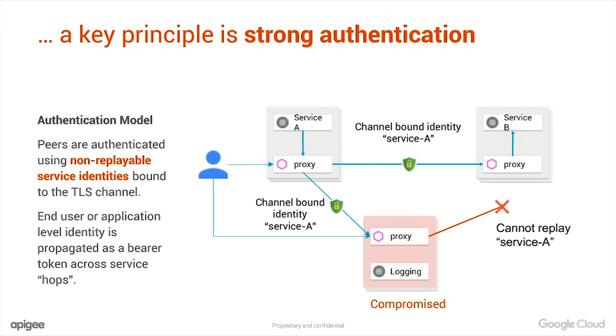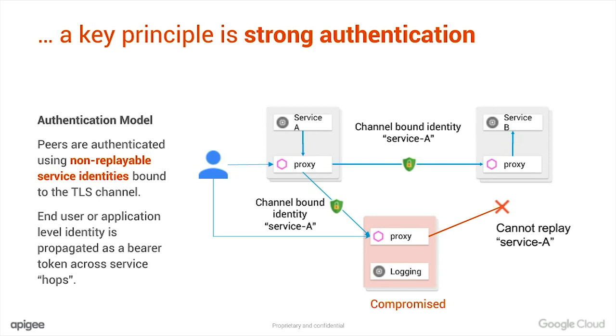A second very critical point is how these certificates are automatically rotated. So every 30 minutes in Istio, a new key and cert pair is generated, and this new key and cert is issued to service A, and these certificates keep rotating.